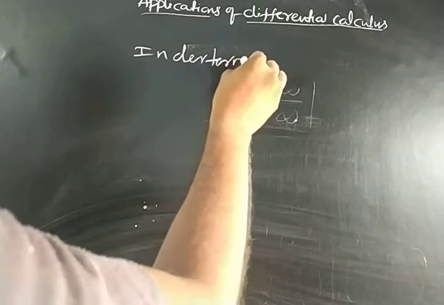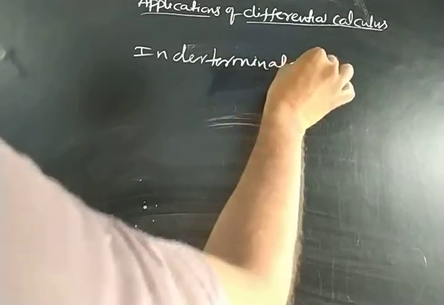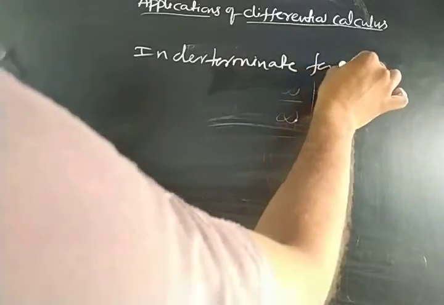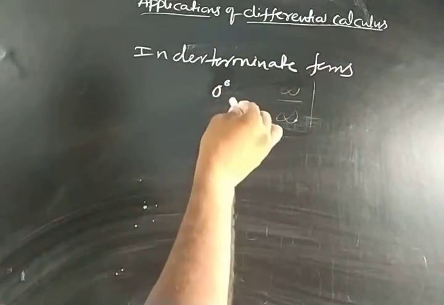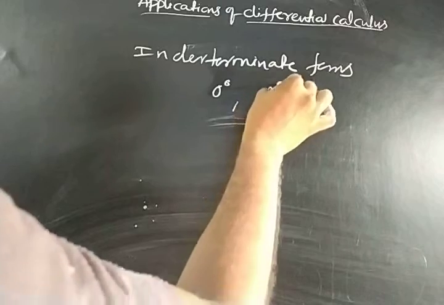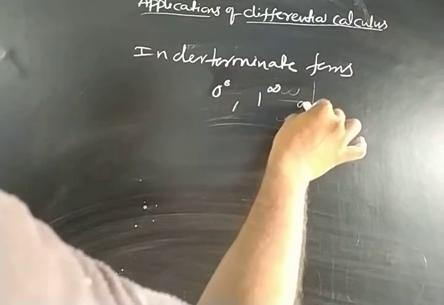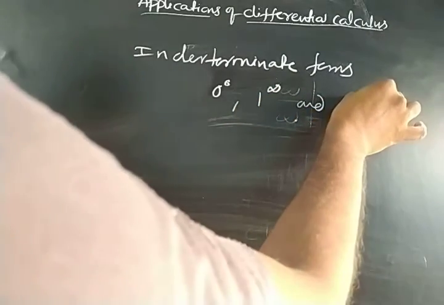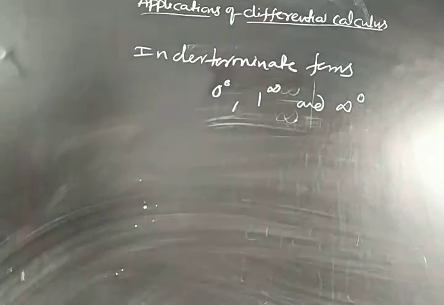Indeterminate forms: 0 power 0, 1 power infinity, and infinity power 0. While solving limits, if you are getting these situations, how do we solve them?